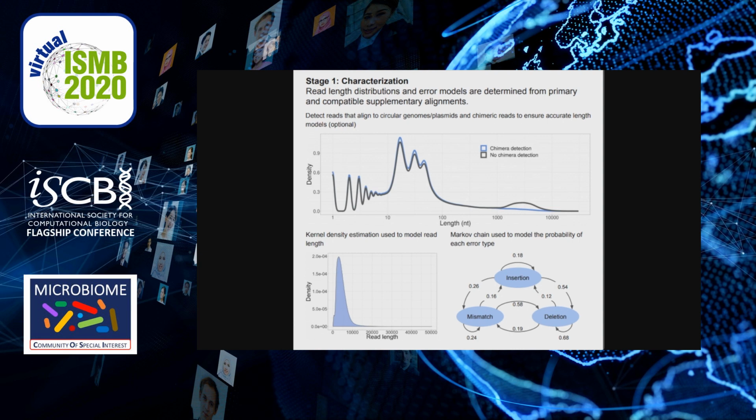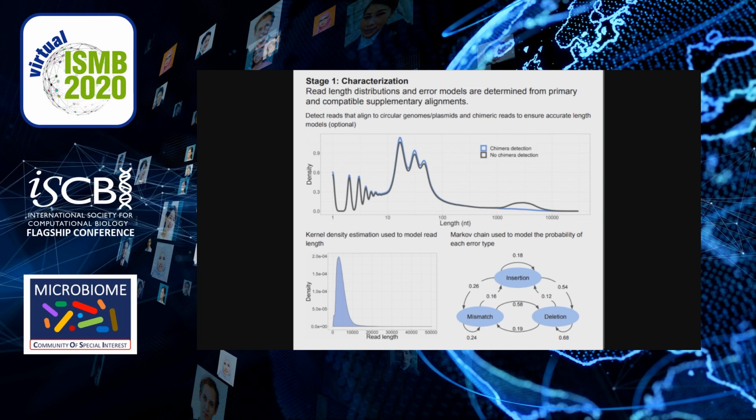In the characterization stage, read length distributions and error models are determined from primary and compatible supplementary alignments. Compatible supplementary alignments are included in downstream analysis to account for reads that align to circular genomes or plasmids, as well as any chimeric reads that may be present. The plot shown here shows the length distribution of the unaligned regions of each read, and it illustrates the importance of considering primary and supplementary alignments to ensure accurate length profiles. When chimeras are not detected, you can see there's a peak which is not present when chimeras are detected, due to the inclusion of compatible supplementary alignments in the analysis.